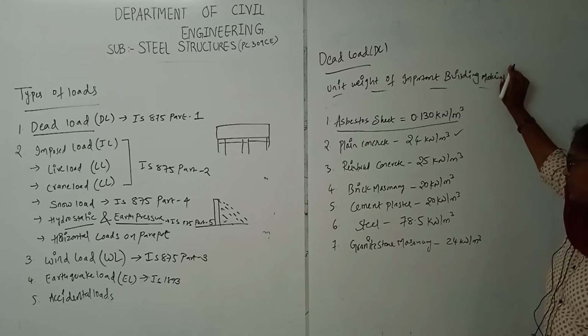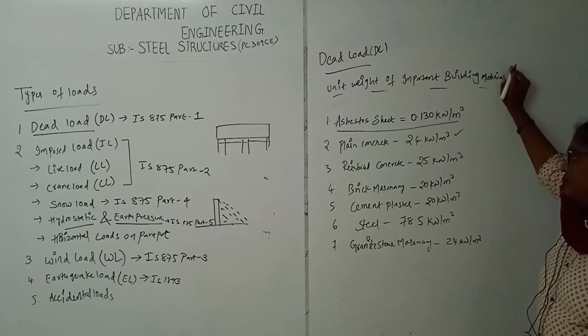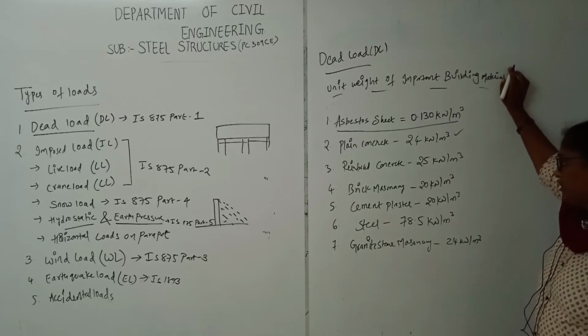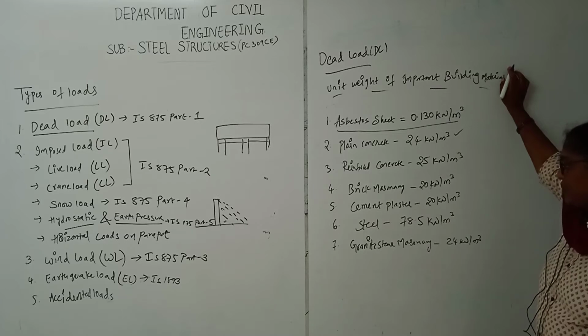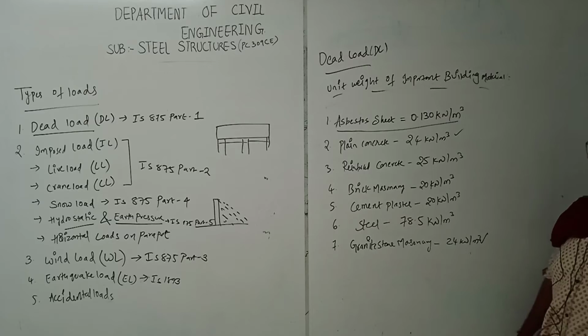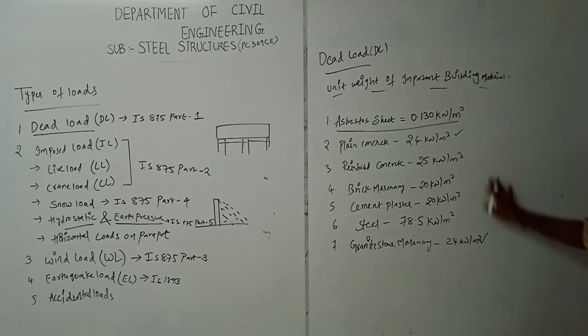Brick masonry is 20 kilonewton per meter cube, cement plaster is 20 kilonewton per meter cube, steel is 78.5 kilonewton per meter cube, granite stone masonry is 24 kilonewton per meter cube. Kindly remember all these unit weights of important building material for calculating the dead load. These are very important.